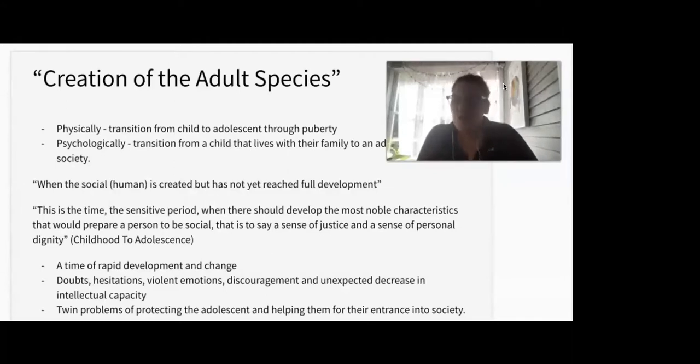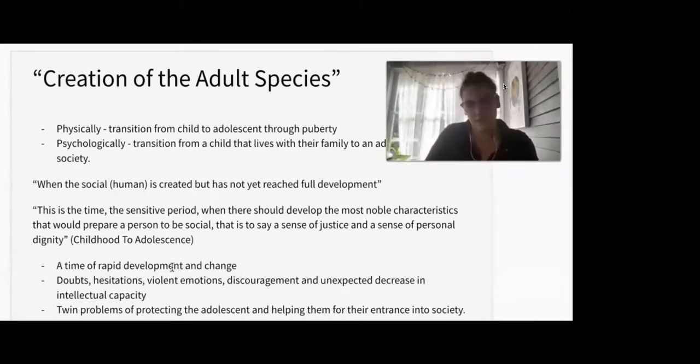So we have these twin problems of protecting the adolescent and helping them for their entrance into society. We want to prepare them for their life ahead, but we don't want to throw them to the wolves yet. And we see that tension playing out a lot as we try to guide them in their home lives or their work lives, and they really do want to feel the independence.